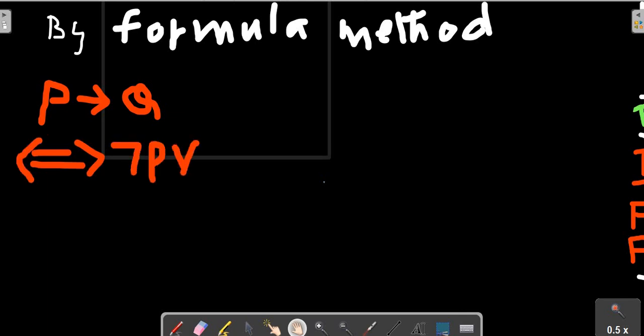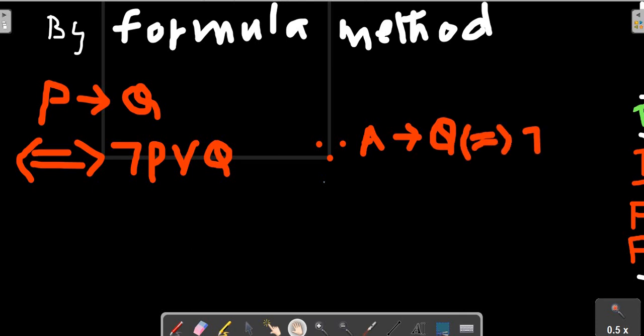negation P or Q, because from our truth table we know that A implies Q is exactly equivalent to negation A or Q. Sorry, negation A should come there, or Q should come here. Okay, so A implies Q is exactly equivalent to negation A or Q. So that formula is used here.